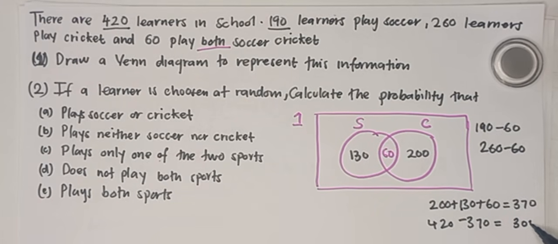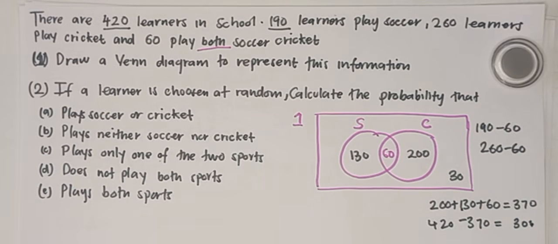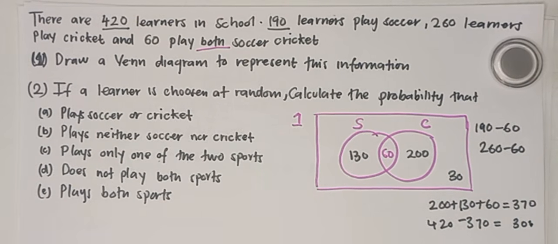So where are we going to put this 30? We're going to put them outside the circles but inside the rectangle. So this is our Venn diagram and how to draw it. Now let's answer the questions.